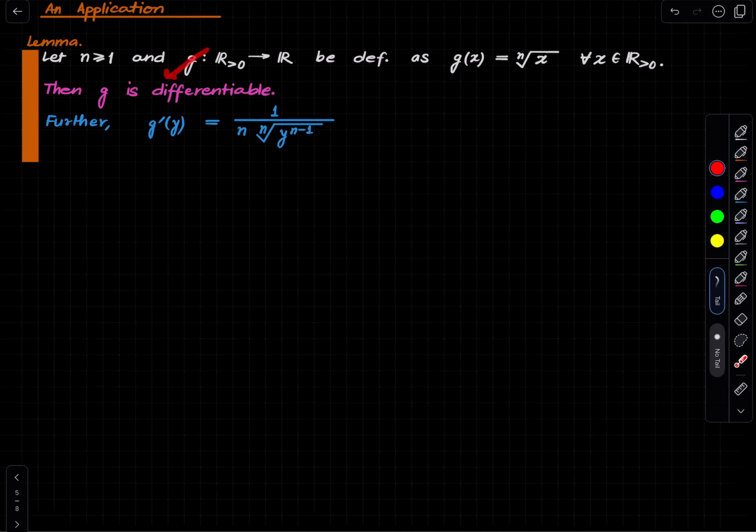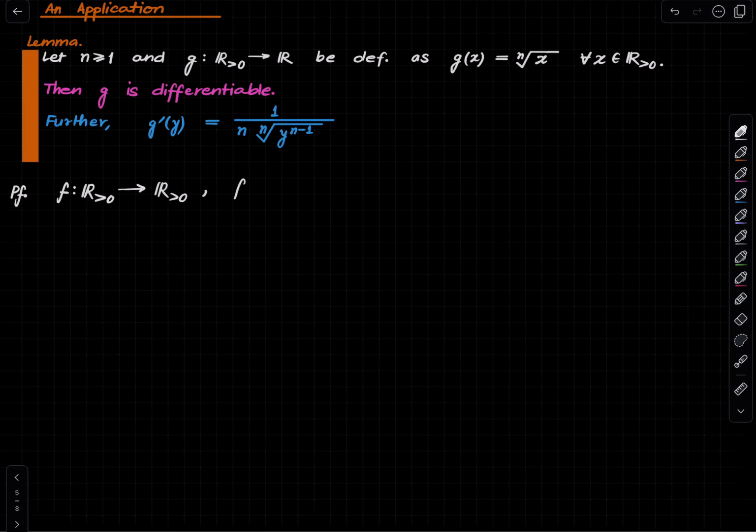So we know g is continuous, but now we are saying more. We are saying that it is also differentiable. And further, you can compute the derivative via this formula. So the proof is essentially the same as it was for continuous functions. We just define this map, which I just wrote. So define this map as f of x equals x to the power n. And we know it is differentiable. It is indeed a polynomial function, so it is differentiable. The derivative never vanishes.